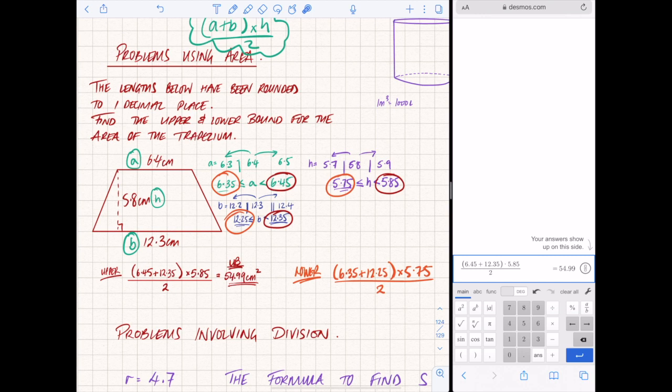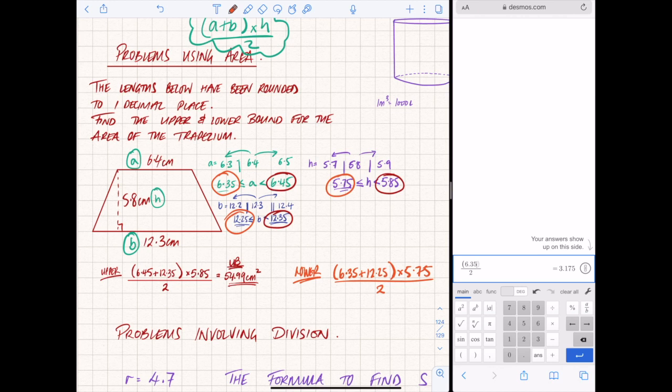So I haven't used 6.35 there and then the 12.35. So that's why I've circled them in different colours there. You can see exactly that I've used all the lower bounds. Make it really, really obvious for yourself. Don't make any silly mistakes in an exam that's going to cost you.